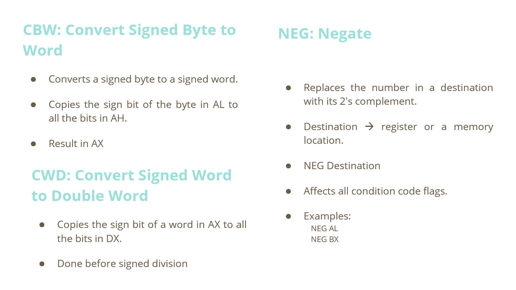Next is the negate instruction, which is given by NEG. This instruction replaces the number in a destination with its 2's complement. The destination can be a register or a memory location. The format of this instruction is NEG destination. This affects all the condition code flags. The examples of this instruction are NEG AL, or NEG BX. These are two of the examples.